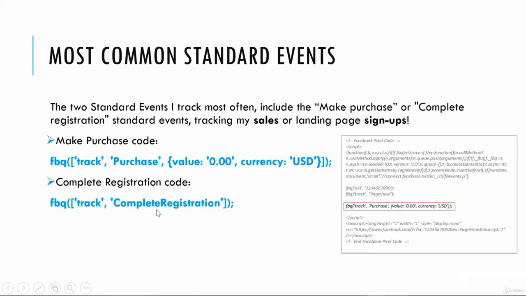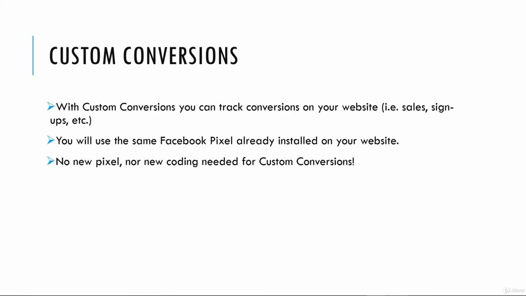Very simple, complete registration. So as for custom conversions, you can use these as well to track conversions on your website, such as sales, signups, etc. So the nice thing about this is you can use that base Facebook pixel already installed on your website. Say you installed it in the header file before the closing head tag. That Facebook pixel is on every page of your website. So no new pixel nor new coding is needed. Custom conversions just pulls data from people who landed on a specific website.